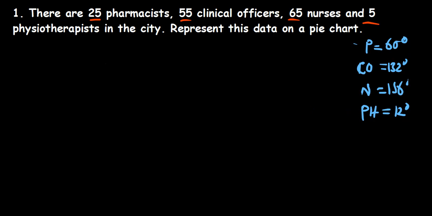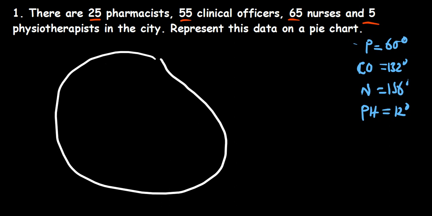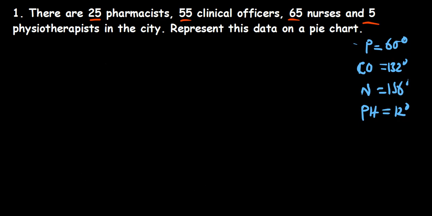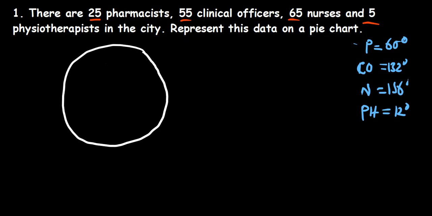So we are going to say this here is my circle. Okay, maybe I didn't draw it properly there. Let's draw it properly. Let's erase this. So we're going to say this here is my circle, and then this circle we are going to divide it into 4 parts. Okay, so the first part we get the biggest one, which will be for the nurses. So for the nurses it's 156.